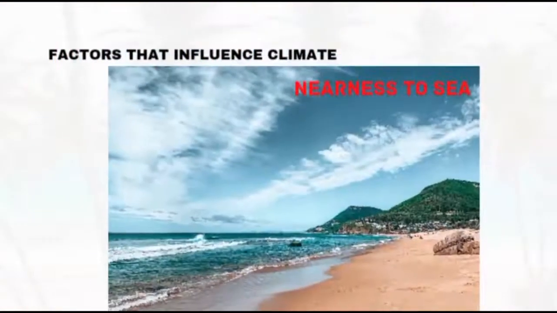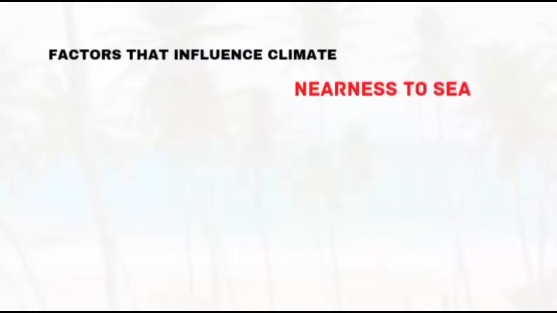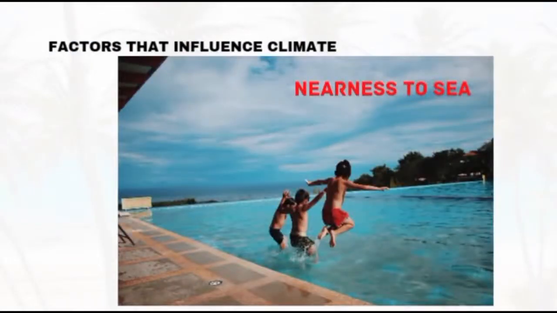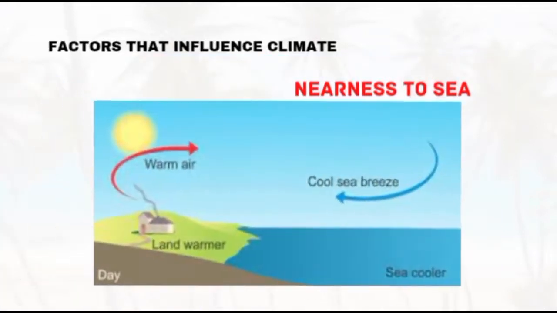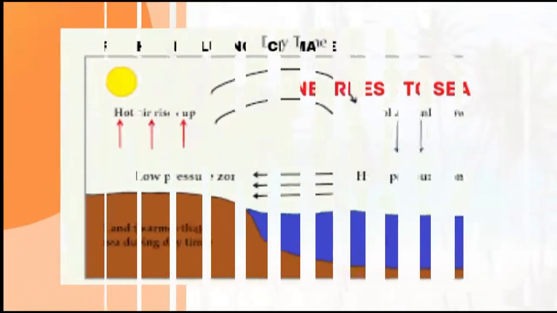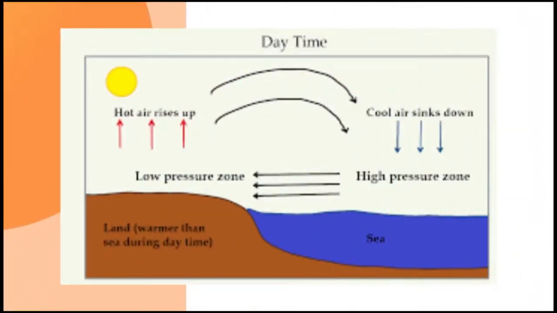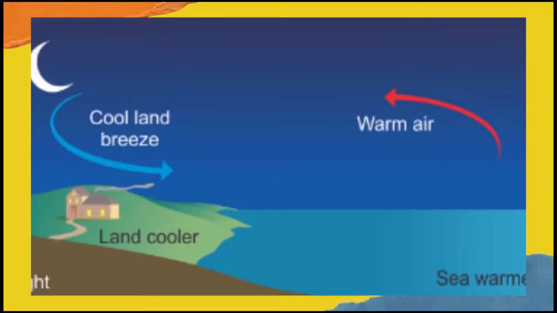A greater influence on climate is nearness to the sea. Areas that are closer to the sea tend to have a differential in heat and water content variables at the coast. This is referred to as land and sea breezes, which tend to alternate between day and night, because water tends to be heated more easily than land, and land tends to cool more easily than water.